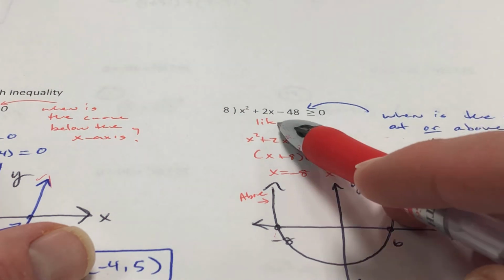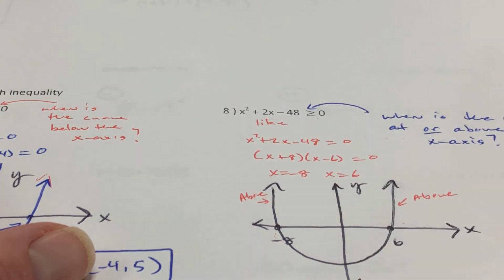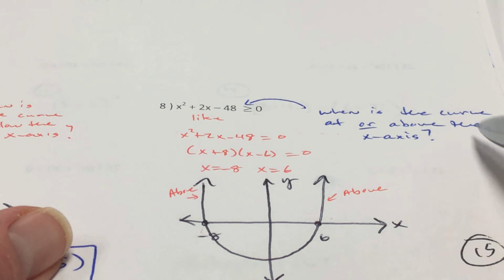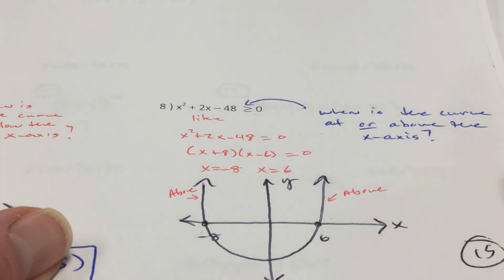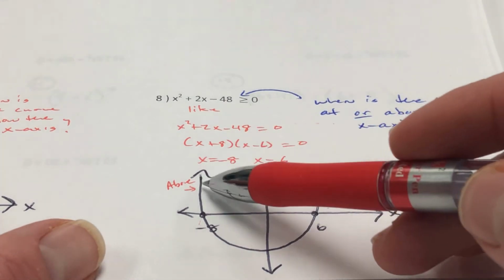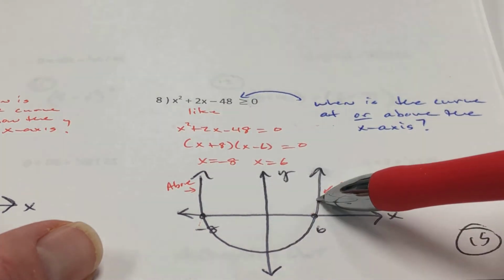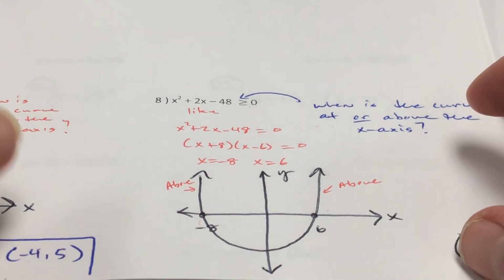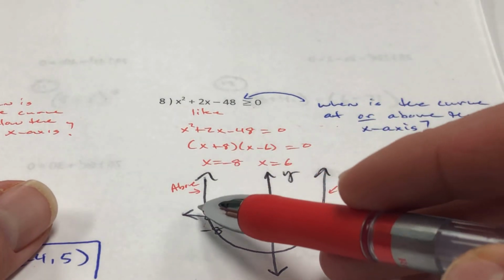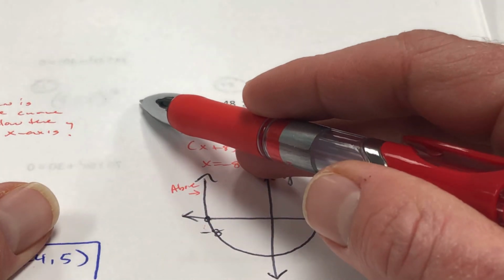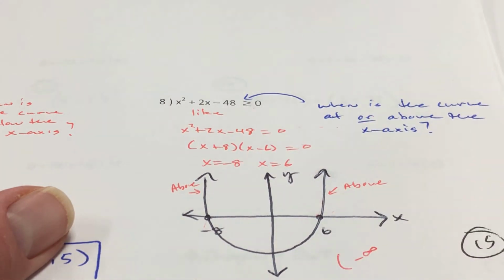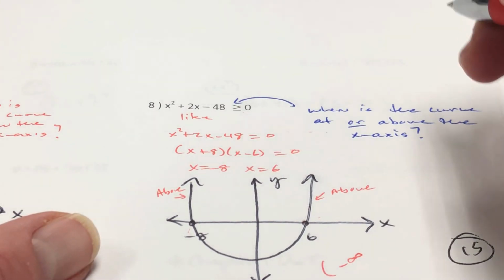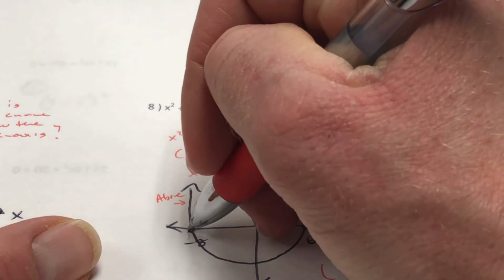So when is this curve greater than or equal to 0? That means when is this curve at or above the x-axis? So it has a y value of 0 or more at or above the x-axis. The curve is above the x-axis here and here. So we've got an interesting situation. So it's going slowly all the way to the left for x, which is a negative infinity for x, always a parenthesis around negative infinity or positive infinity, to negative 8.